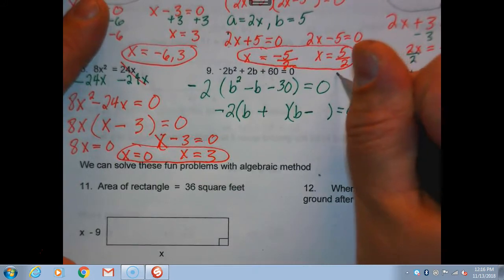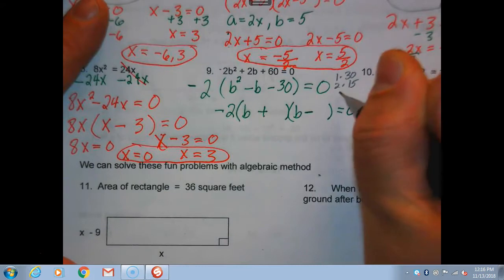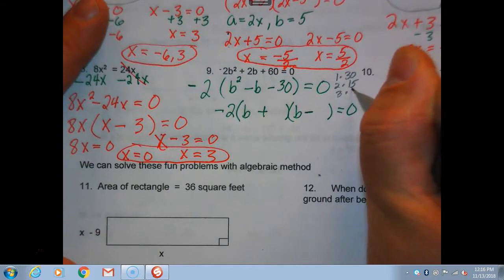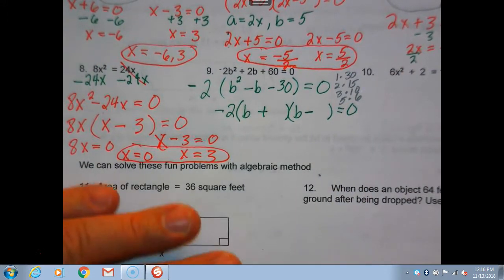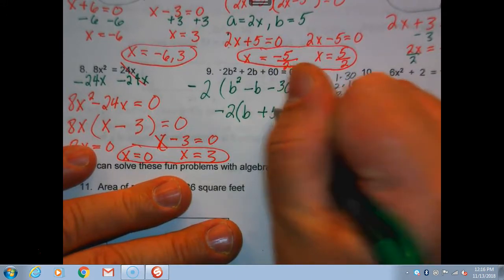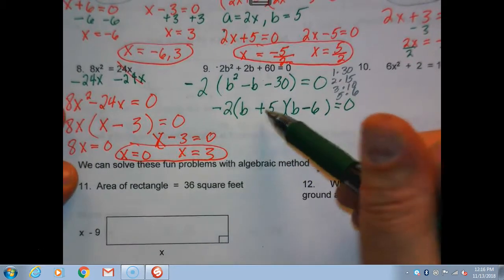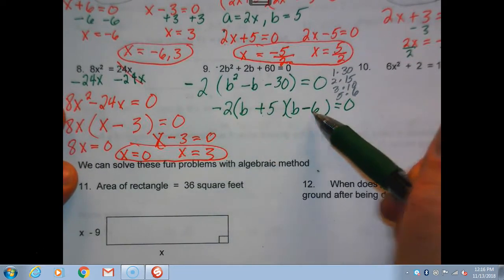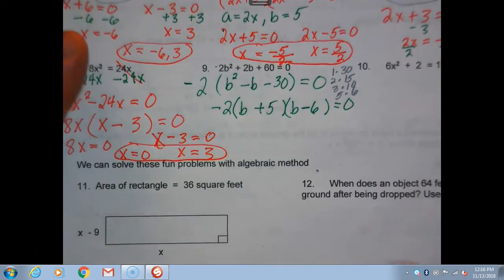Okay, 1 times 30. 2 times 15. 3 times 10. 5 times 6. Want to use 5 and 6? Which one's positive? See, you guys think ahead. Let's see, positive 5, negative 6, add them together, I get negative 1b. Very good. You guys are getting awesome with this.